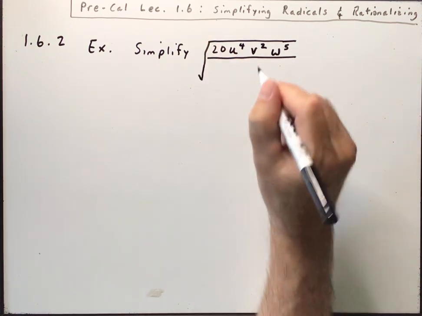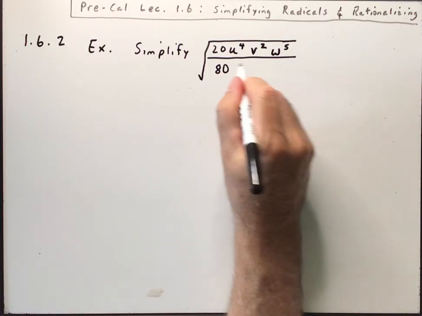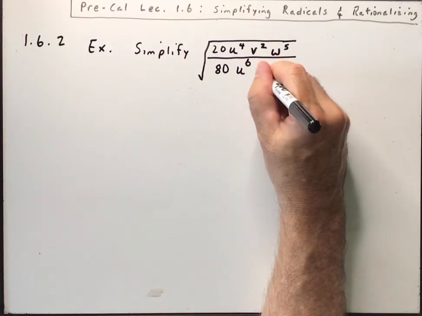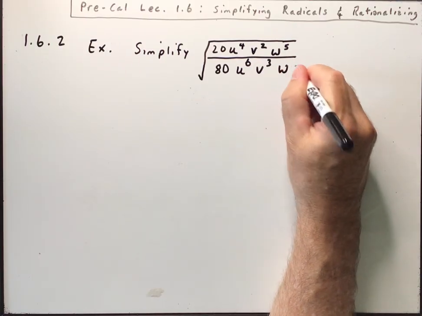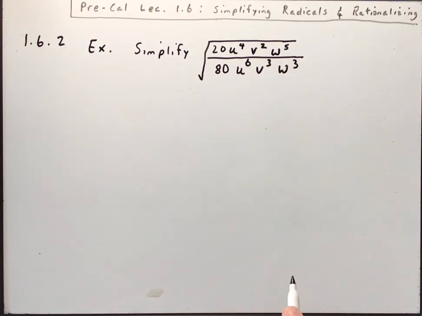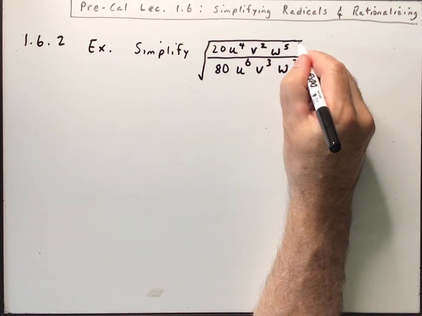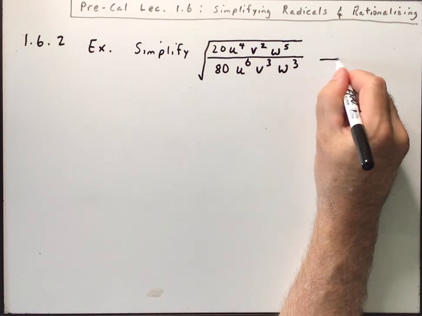Give myself a little more room. All over 80 u to the 6th v cubed w to the 3rd power. Okay, before we go ahead and raise all this to the 1/2 power and everything, let's simplify it underneath the radical first.